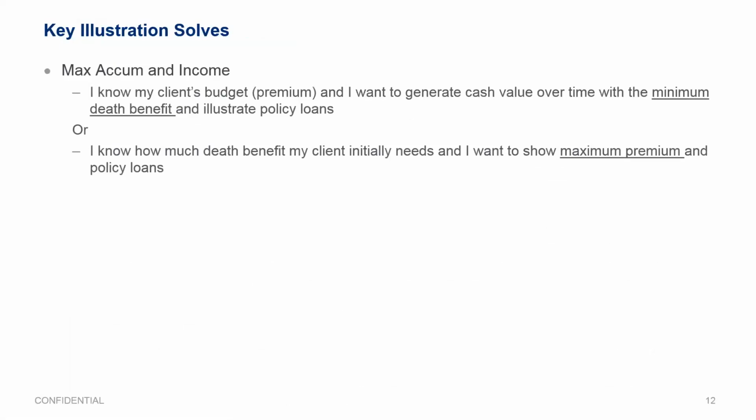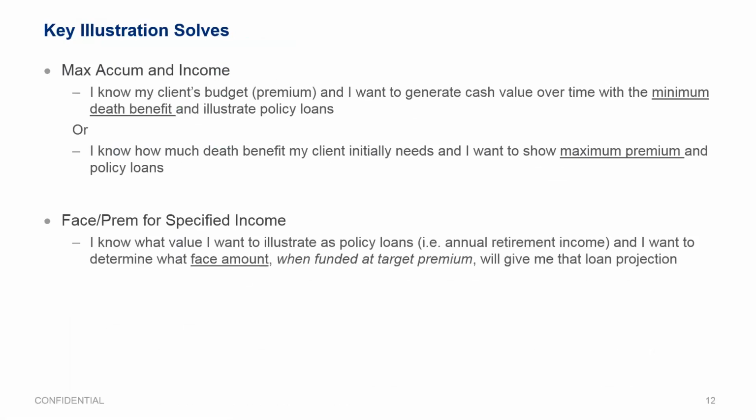Max Accumulation Income is a solve you will use in two different scenarios. I know my client's budget, so I know their premium. I want to generate the most account value growth, the most accumulation over time that I can by showing them the minimum death benefit, and I also want to show my client policy loans. Is that a scenario that you run into quite a bit? I would imagine so. Now, this solve can also be used if I know how much death benefit my client wants, and I want to show them how to max fund that within IRS limits and then also show them policy loans. So this is a key solve that we will walk through together today.